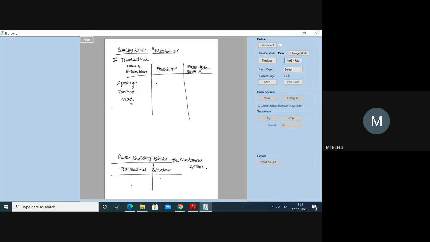Under rotational, quickly tell me. Is it the same? Torsional spring, then rotary damper, and moment of inertia. Okay, right. Now you have understood the six building blocks under mechanical system, three under translational system and three under the rotational system. Now take the next heading.